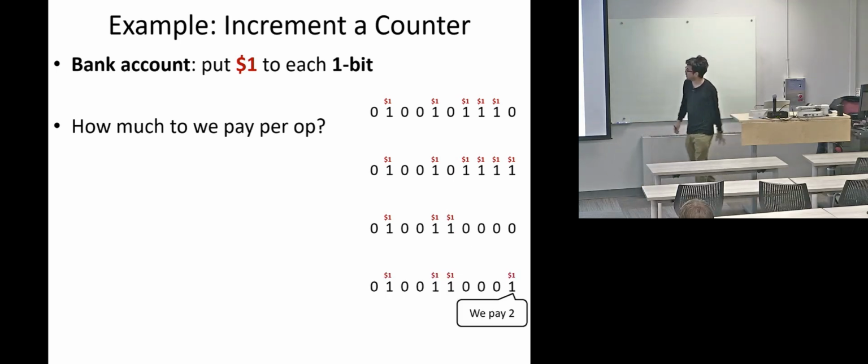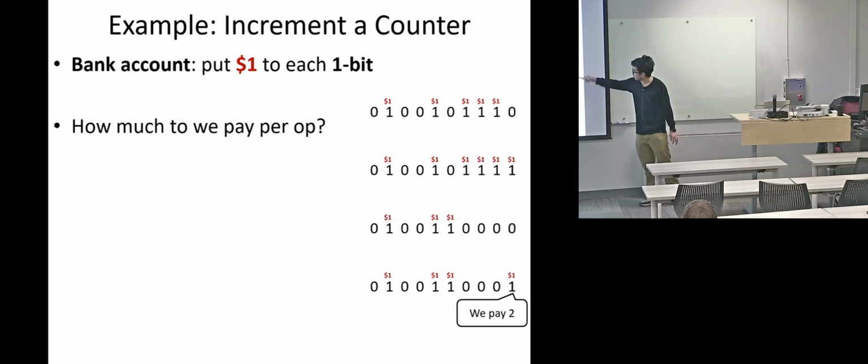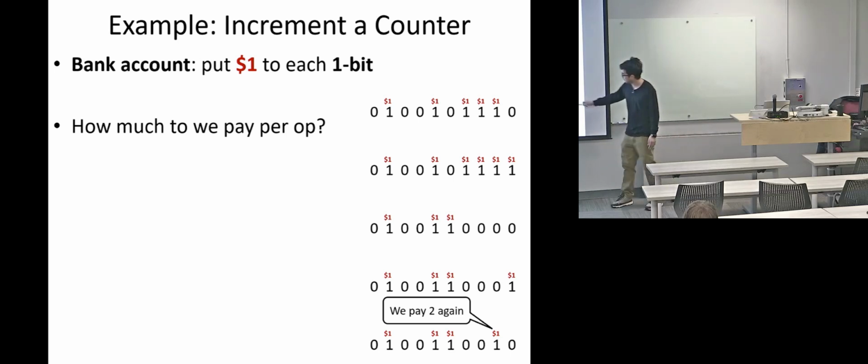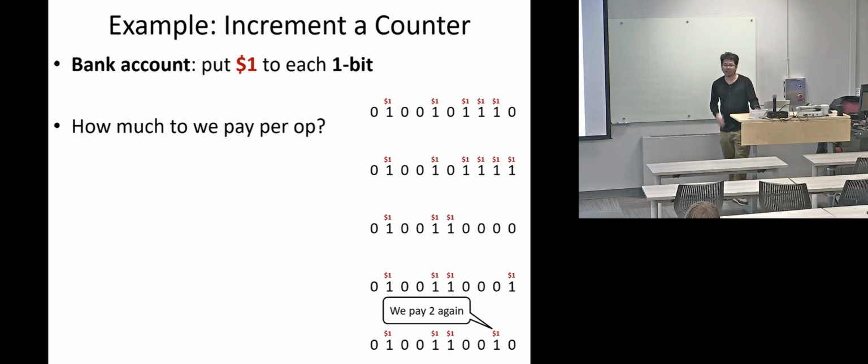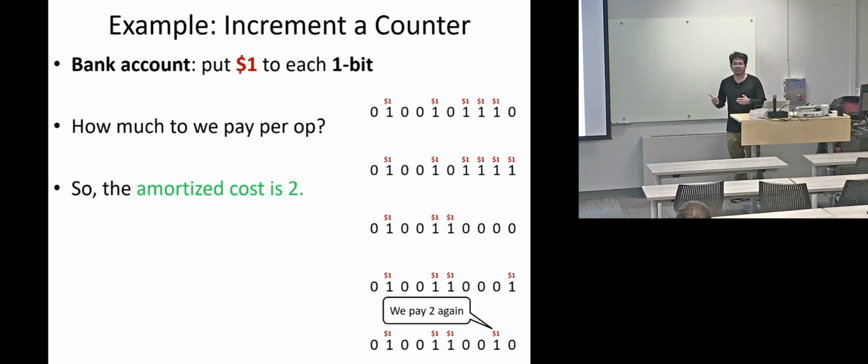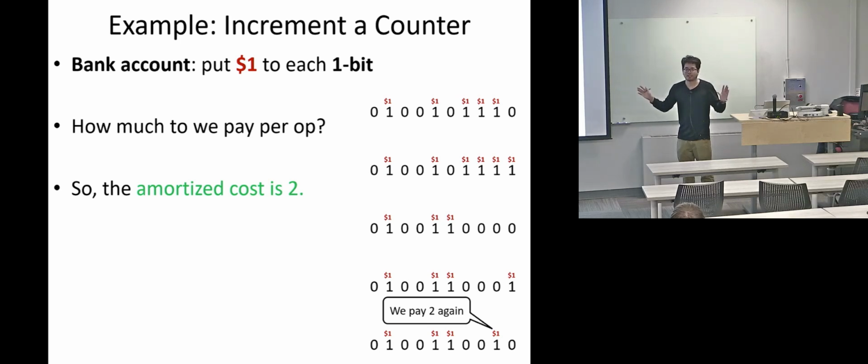Next time, here I pay 2 because I flip this one. Next time, I pay 2 again because this is the one I flip, but for this one, it's paid for. You can see that this way of thinking is sometimes more intuitive, and every day I pay $2 at most, so the amortized cost is 2. It's kind of a shortcut way of thinking: how much do I need to pay to the bank on each day? That's my amortized cost.